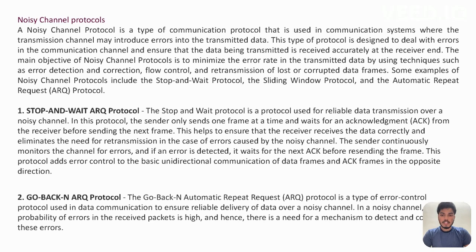Second, we can see the go back N automatic repeat request protocol. The go back N automatic repeat request protocol is a type of error control protocol used in data communication to ensure reliable delivery of data over a noisy channel. In a noisy channel, the probability of errors in the received packets is high, and hence there is a need for a mechanism to detect and control these errors.